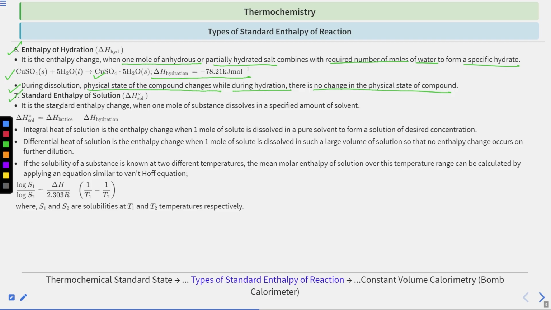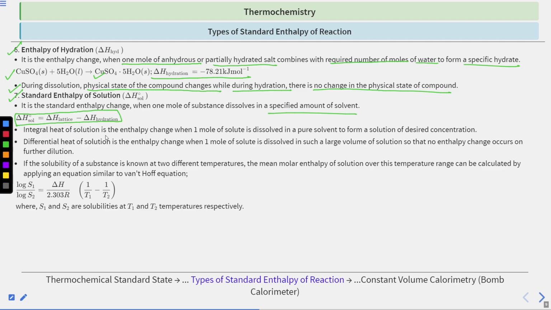Okay, seventh enthalpy is standard enthalpy of solution, that is delta H naught of solution. So it is the standard enthalpy change when 1 mole of a substance dissolves in a specified amount of solvent. So delta H naught solution is given by delta H of lattice minus delta H of hydration. Okay, this is important.